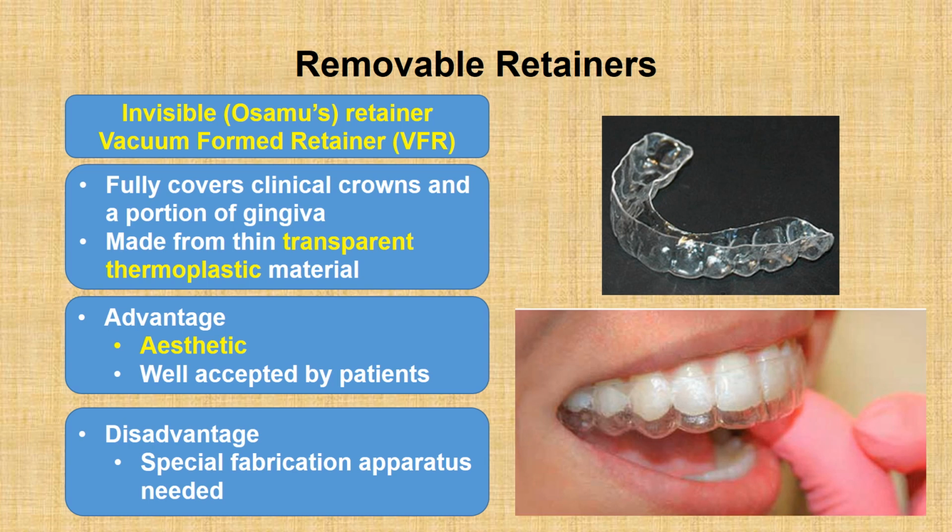Now the invisible retainer, the Essix retainer, as well as the vacuum form retainer, the VFR. All of you are quite familiar with this VFR. Now it fully covers the clinical crowns and a portion of the gingiva. It is made from a thin transparent thermoplastic material. The advantage is that because of the transparent material it is aesthetic and well accepted by patients, but the disadvantage is special fabrication apparatus is needed.